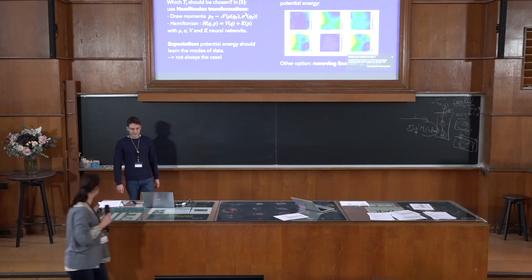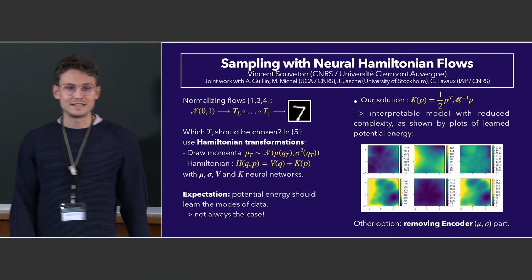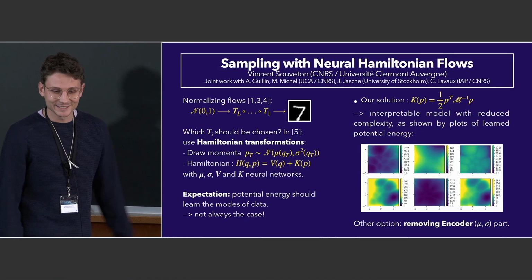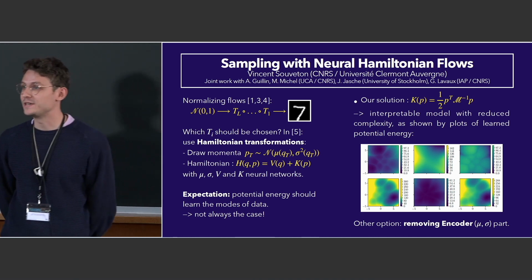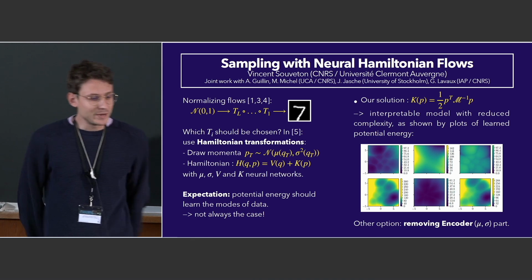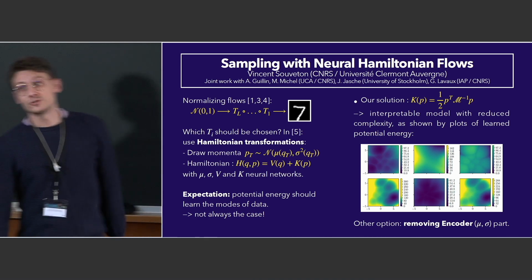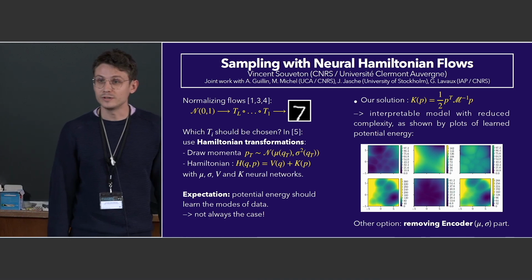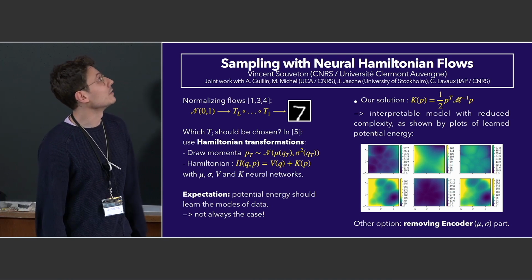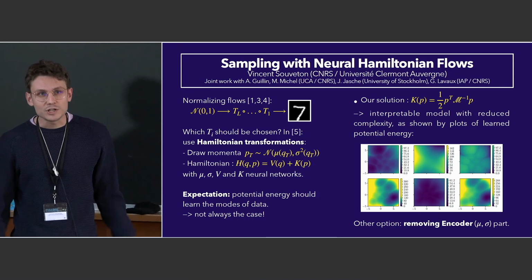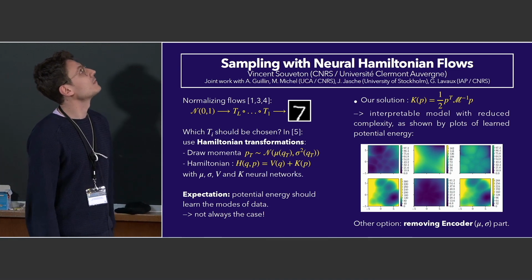Okay, so hi everyone. I'm a PhD student in applied mathematics, and I'm here to talk about joint work about interpretable flow-based models. So as you may know, normalizing flows consist in transforming a simple base distribution into the target through a series of smooth invertible transformations. And the main question is, which transformations should be chosen?